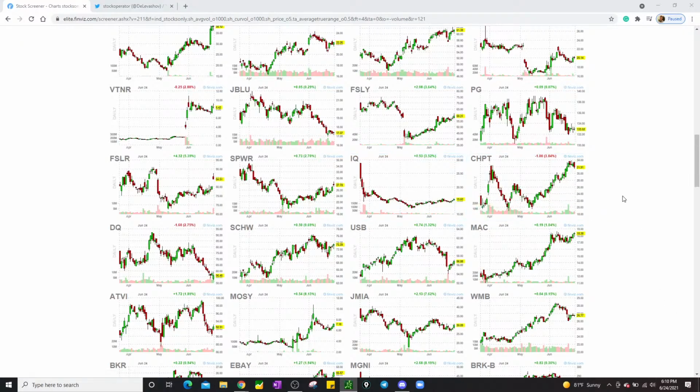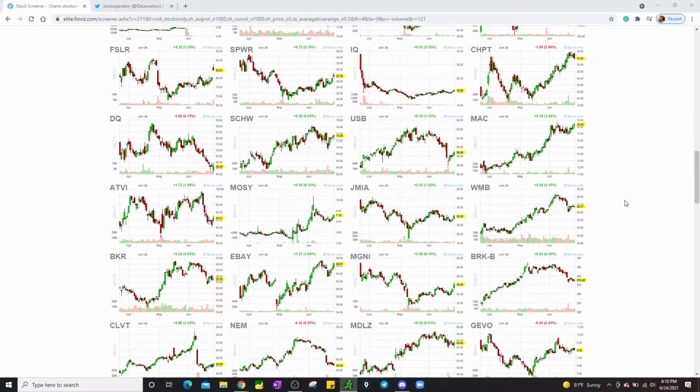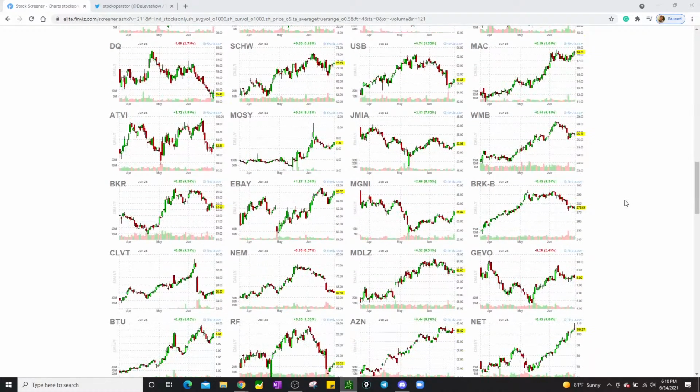IQ, just don't like that name at all. Such a tough stock. Gaps down a lot.